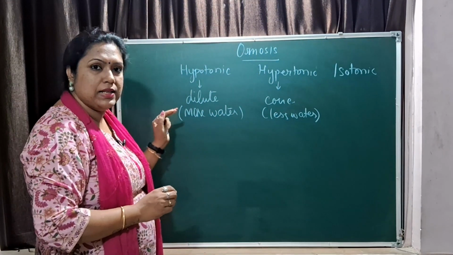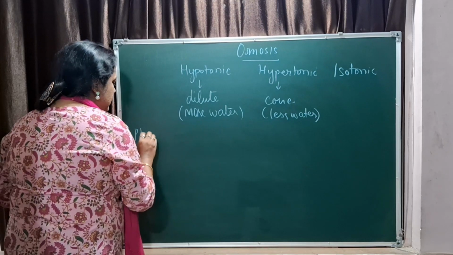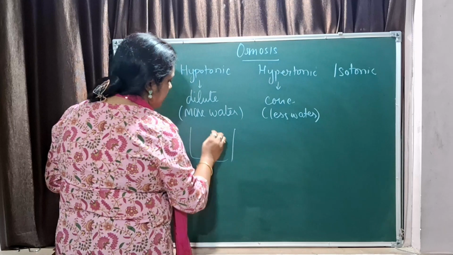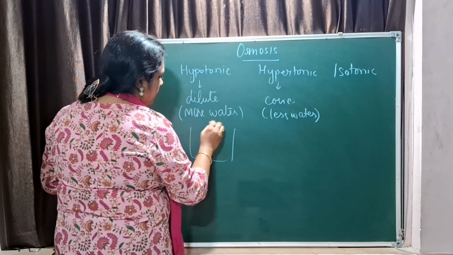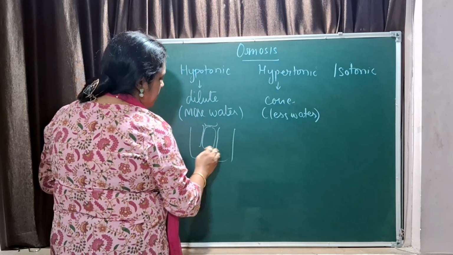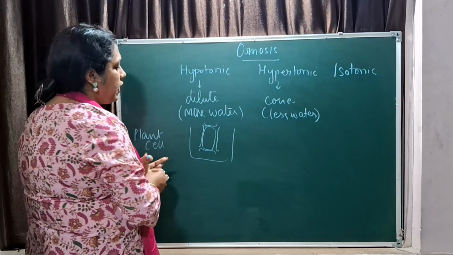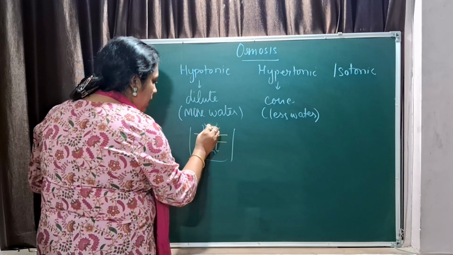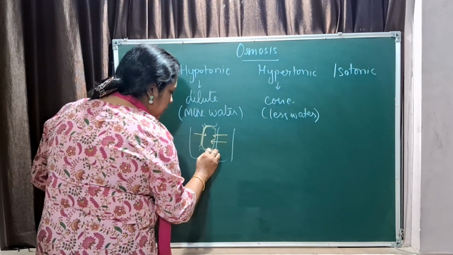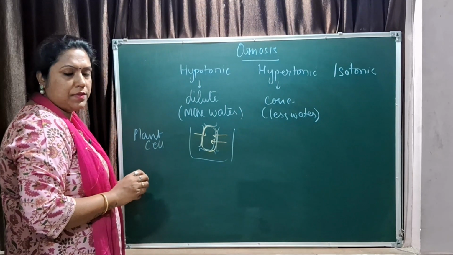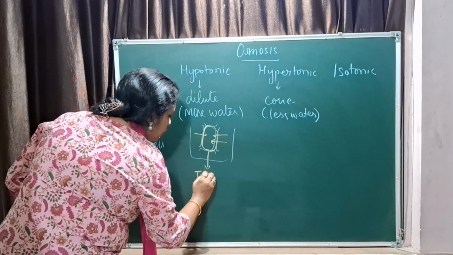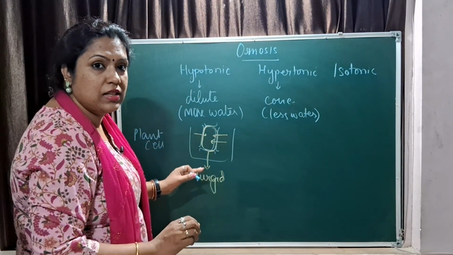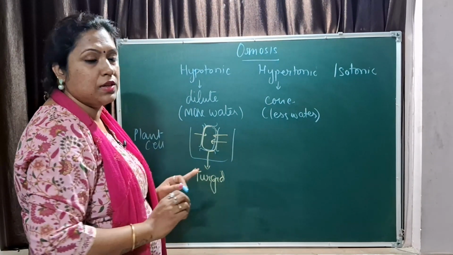If a plant cell is placed in a hypotonic solution, what will happen? Water will start moving into the plant cell and the plant cell membrane will press against the cell wall. That is, the plant cell will become fully turgid. So the condition here is turgidity. The plant cell becomes turgid.